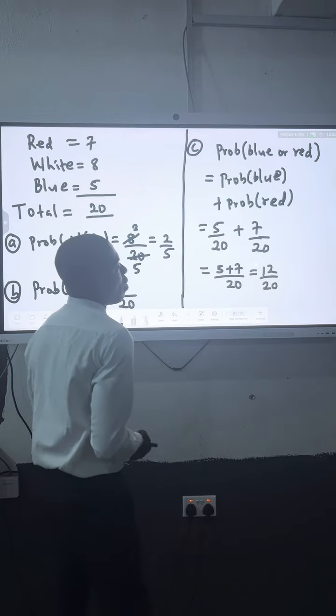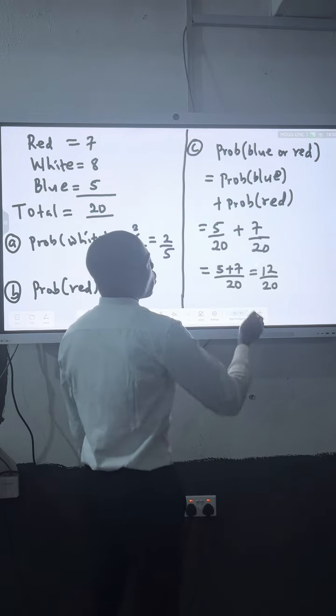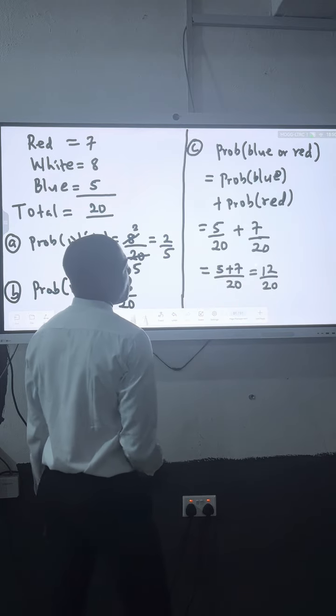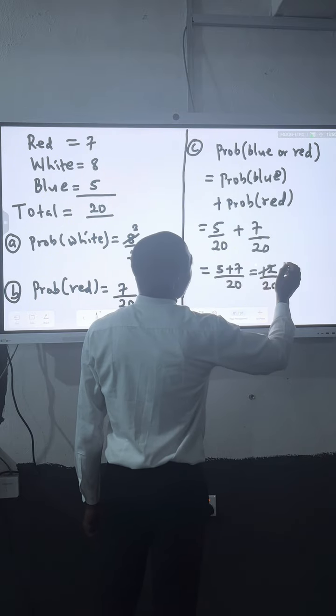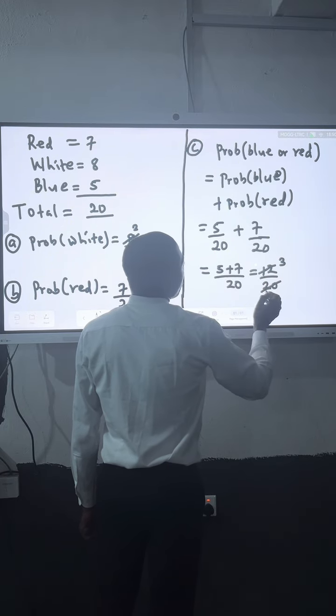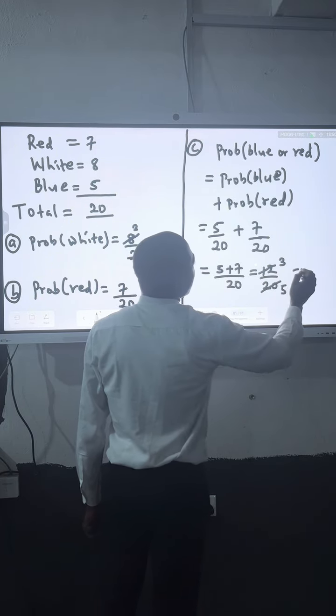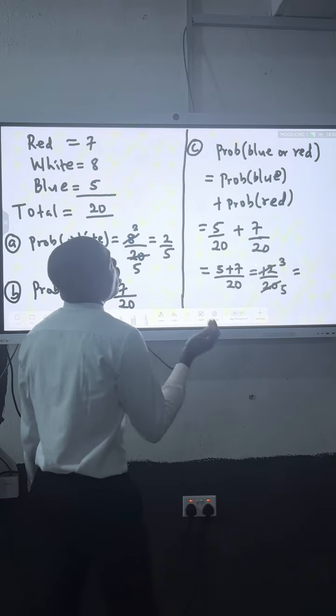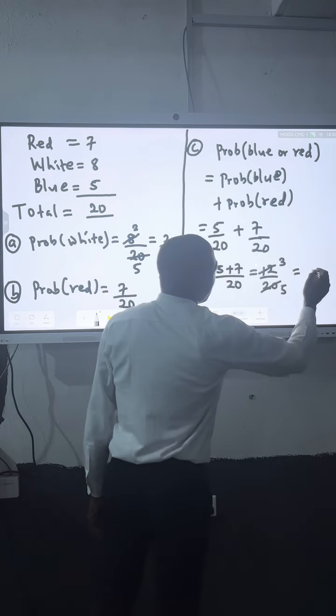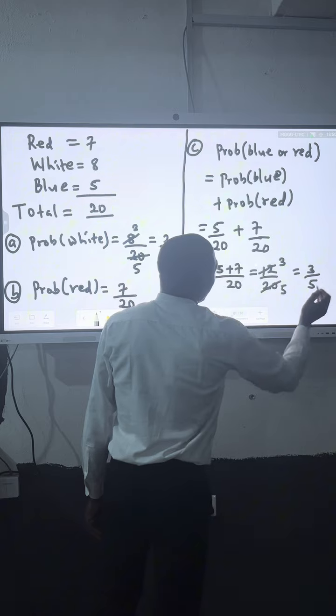If you break it down, you have something simpler. What do you think can go into both? 4 can go into the two of them. 4 inside 12 gives 3, and 4 inside 20 gives 5. That means the probability of getting blue or red is 3 over 5.